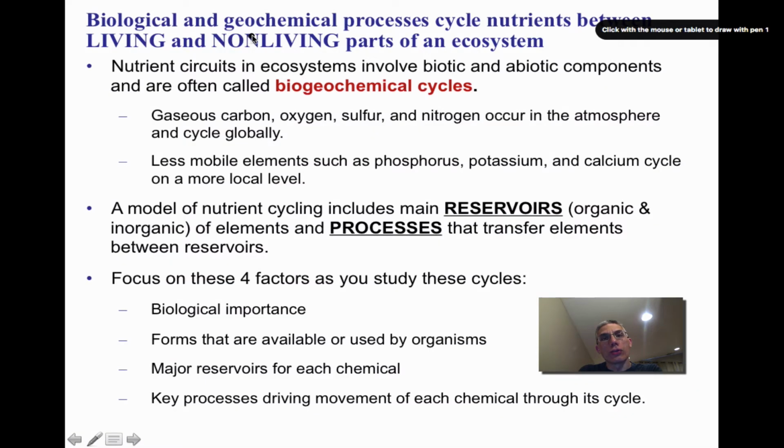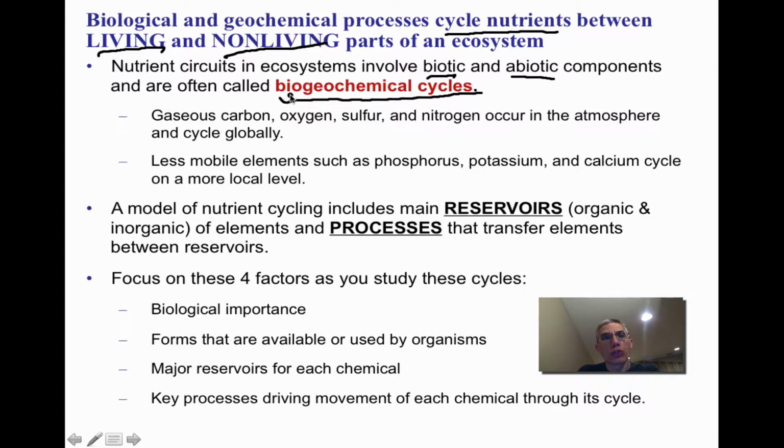Now, biological and geochemical processes are going to be the things that actually will cycle the nutrients between living and non-living parts of an ecosystem. And we're actually going to do an activity that's going to illustrate this in class. So nutrient circuits is what they call these in ecosystems, and they involve biotic and abiotic components. Now, sometimes they'll use a phrase called a biogeochemical cycle, because what you're going to notice is the particular elements or parts of these cycles involve biological materials, geological materials, and then of course there are going to be chemical parts to this cycle as well.